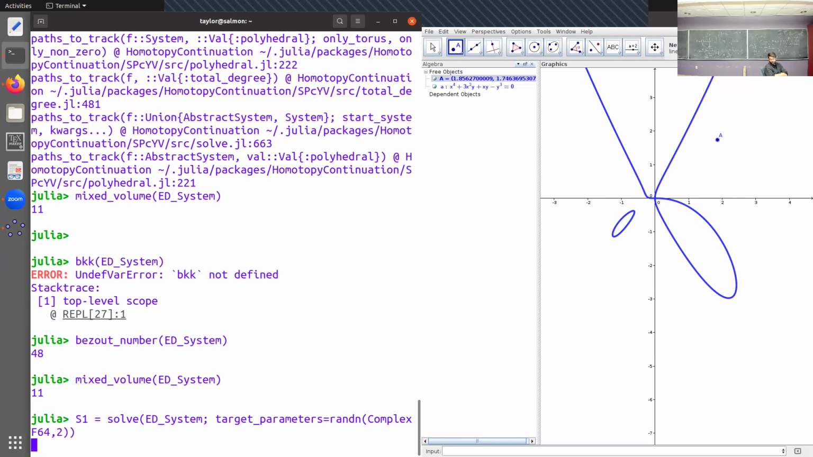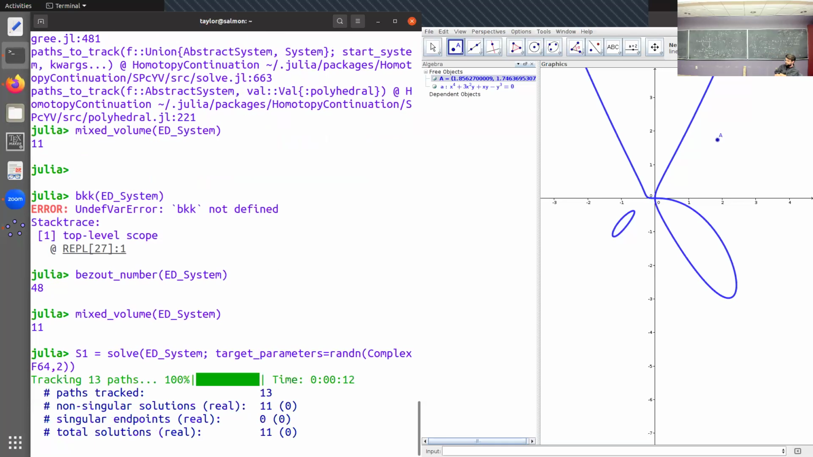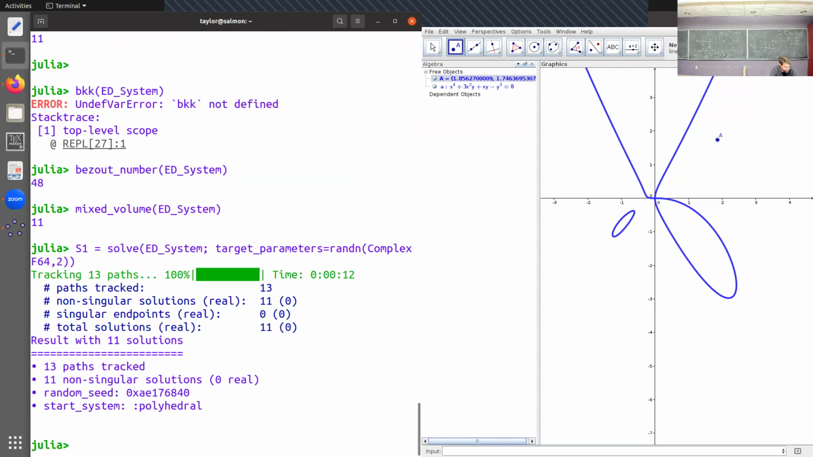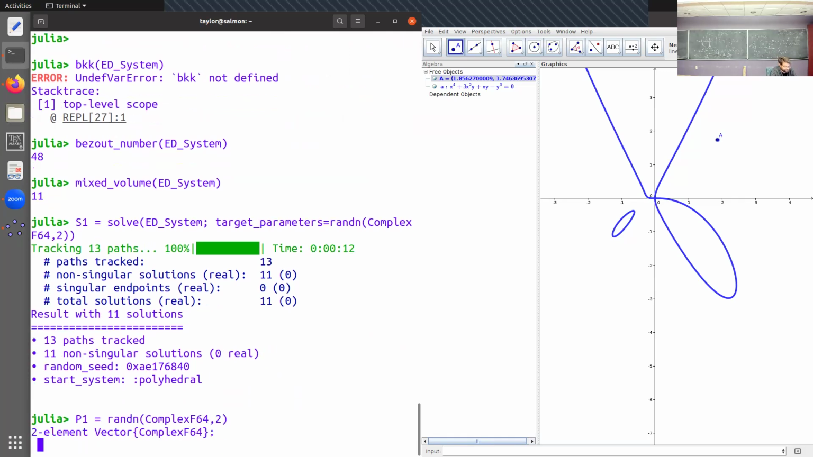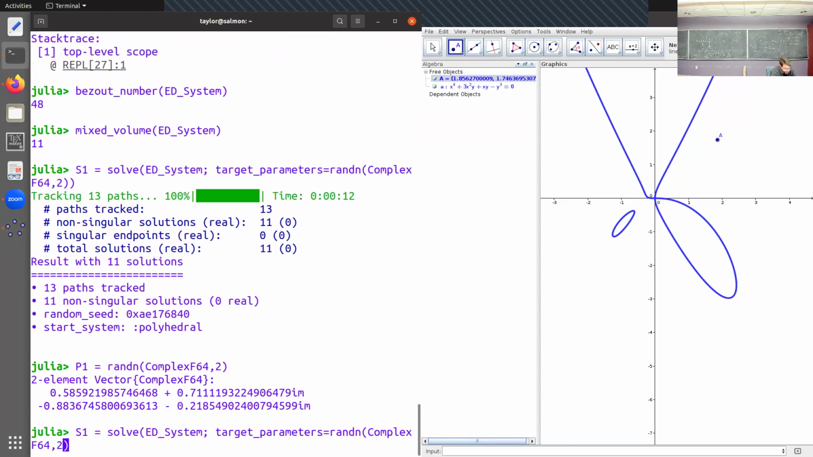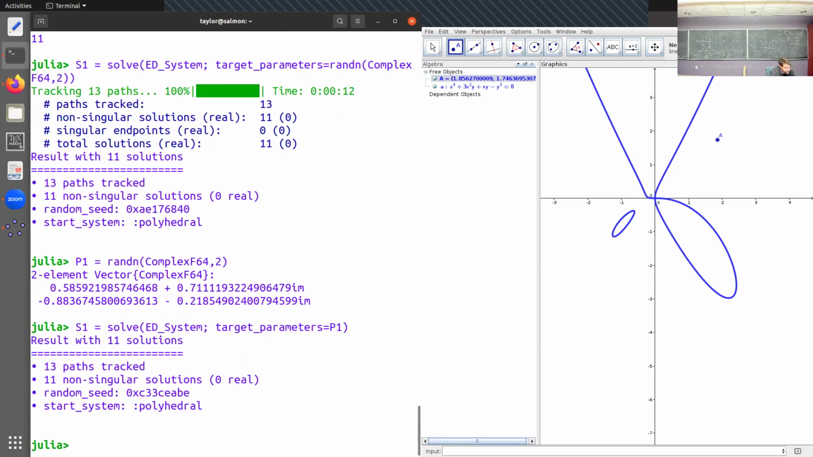And of course, as you all know, working with Julia, the first time running things always takes a little bit longer. I just realized I actually want to keep track of the start parameters too, so let's do it again. Like that. Okay, good. It tracked 13 paths, and 11 of them were non-singular solutions.